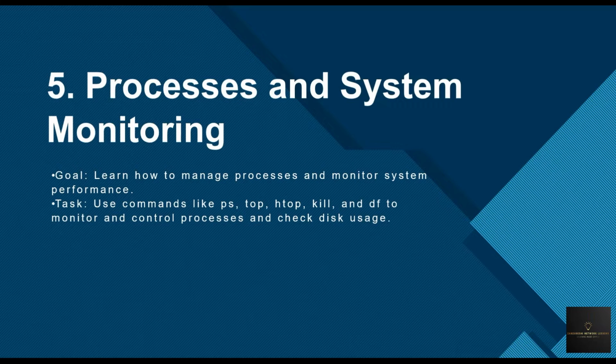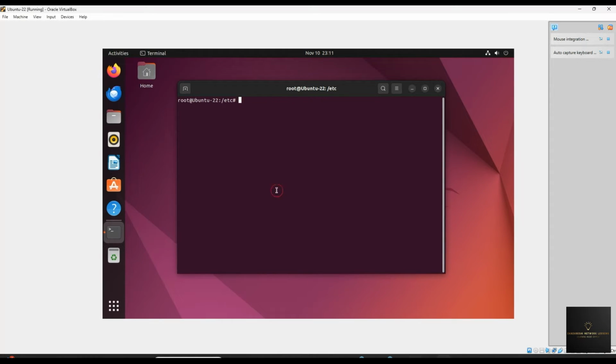So, in this section, we will learn how to manage processes and monitor system performance. We will be using commands like ps, top, htop, kill, and df to monitor and control processes and check the disk usage. So, without wasting much time, let's go and do this on our Ubuntu system. Yeah, so I'm on my Ubuntu VM.